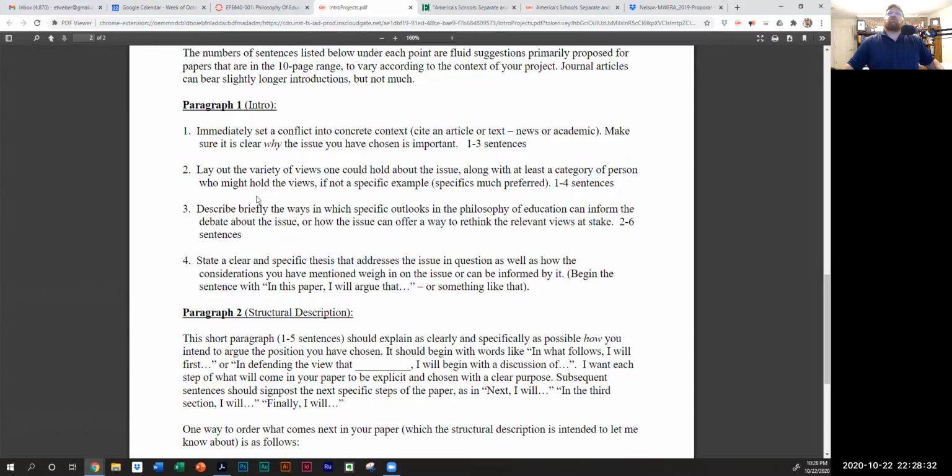Now, describe briefly the ways in which specific outlooks in the philosophy of education, or in ethics and educational decision-making, or in whatever class I'm teaching, the things we've been reading, can inform the debate about the issue. But not just the things on the syllabus, by the way. Again, if you're trying to publish an article, you want to make sure you're looking not just at primary text, but expansively, widely at the kinds of outlooks that people have raised and how the issue can offer a way to rethink the relevant views at stake.